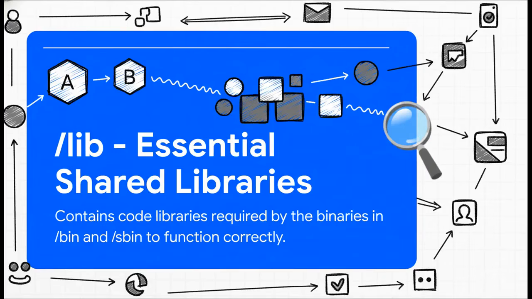Speaking of libraries, let's talk about the main /lib directory. The programs in /bin and /sbin aren't totally self-contained. They rely on shared pieces of code to work correctly, and all those pieces live right here in /lib. It's a system of shared resources that stops code from being duplicated all over the place and keeps the whole system really efficient.